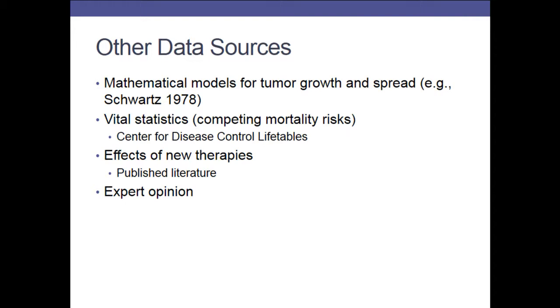And then just a quick note about other sources of data that we sometimes use in models. For tumor growth and spread, there are mathematical models that have been around for a really long time, but are actually still used in a lot of simulation models that model the rate of cancer growth. For vital statistics or competing mortality risk, the Center for Disease Control life tables are a great source. As new therapies emerged, we usually have to go to the published literature to estimate the effects of those. And of course, there's always expert opinion as well.